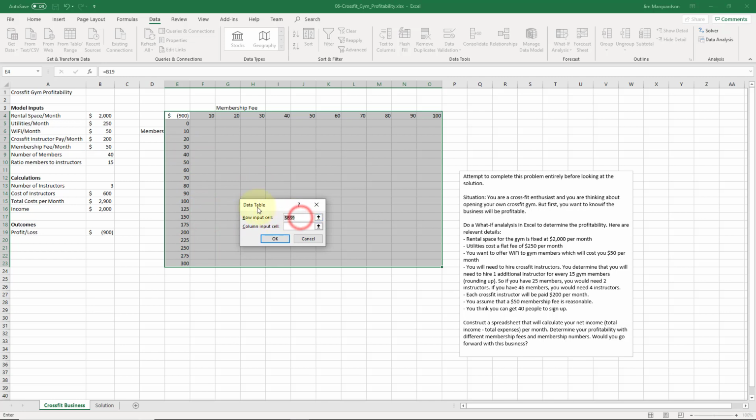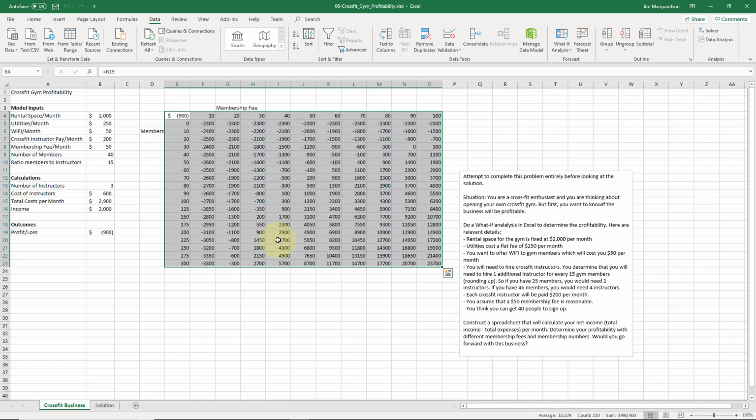So that's going to replace cell B9, that 40 value today. In the column input cell, I've got the number. Oops, I screwed that up. Change that. The membership fee is in B8. The number of members is in B9. Once I click OK, it's going to do this calculation for me.